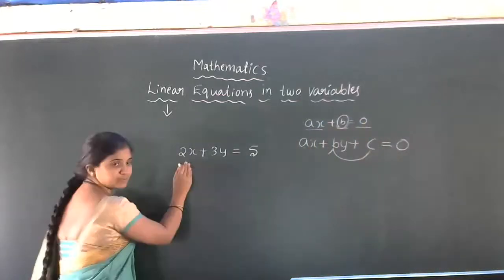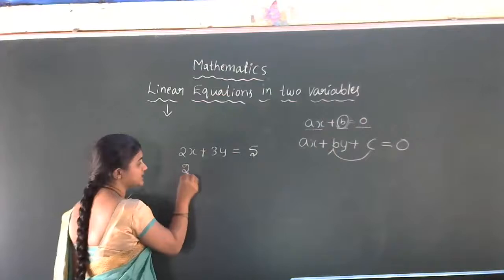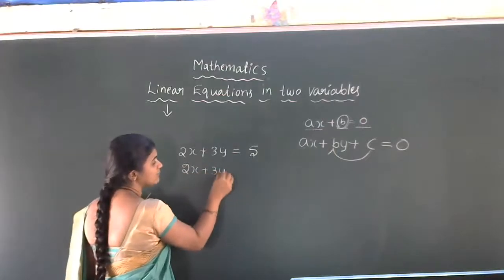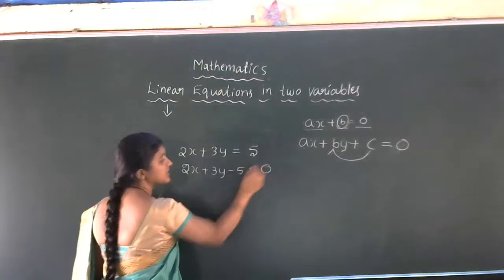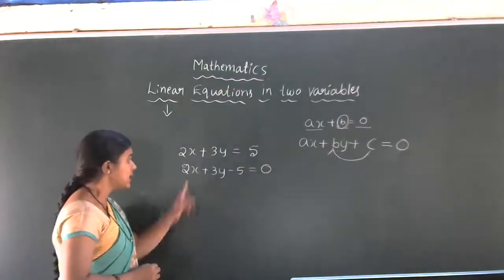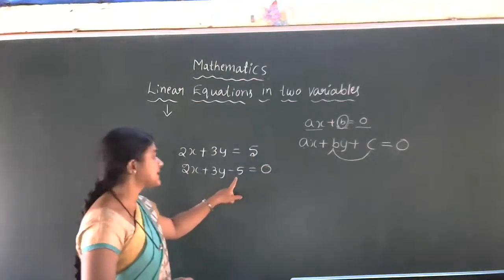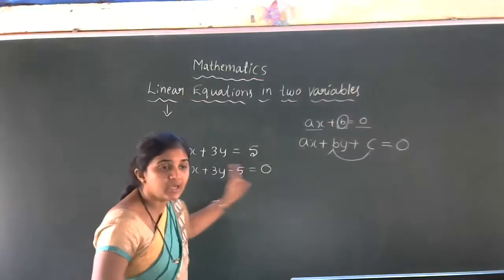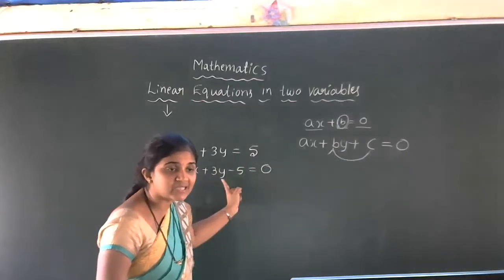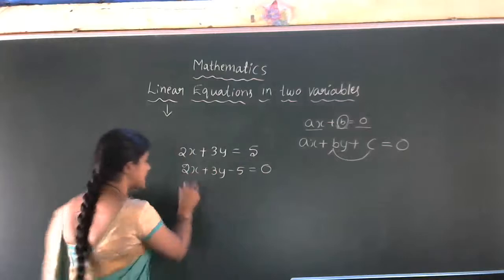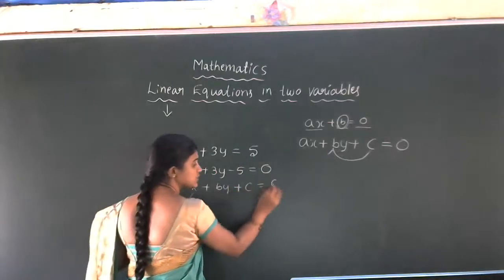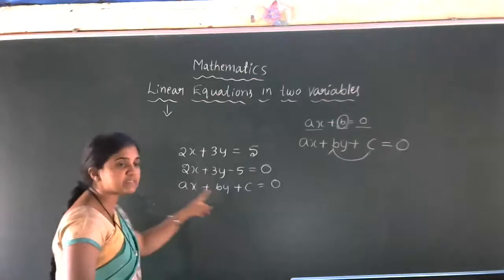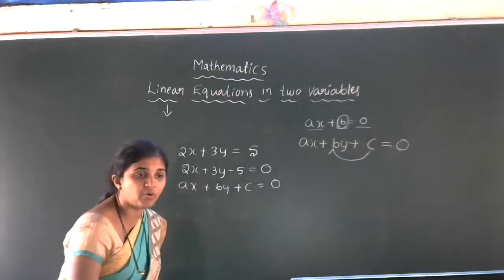So when we express this in the standard form, that is 2x plus 3y, take this 5 to this side: minus 5 is equal to 0. Okay, 2x plus 3y minus 5 is equal to 0. Now the equation is converted to standard form. That is, standard form is ax plus by plus c is equal to 0.